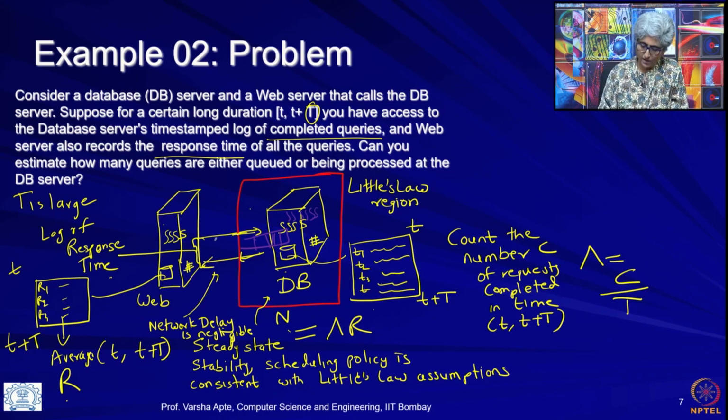This is okay if the web server and the database server are on the local area network, the LAN. This is a reasonable assumption, and a reasonable way to estimate how many queries are at the database server. If these two servers are not on the same LAN, and are separated by a big network, then our model and our approach is not correct. We will have to use some advanced reasoning.